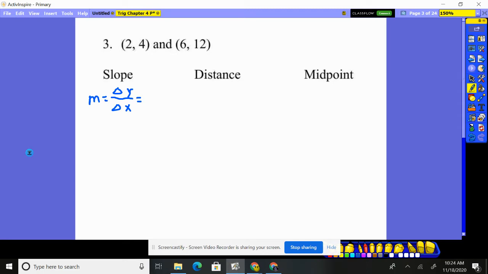I'm going to start here with the 12. So I do 12 minus the other y value of 4. Since I started with the 12, I must start with the 6. Whatever point you start with, you have to use that y and that x value. So 6 minus the 2. So we have 8 over 4. We have a slope of 2. The steepness of that line, it goes up 2 over 1, up 2 over 1, up 2 over 1.